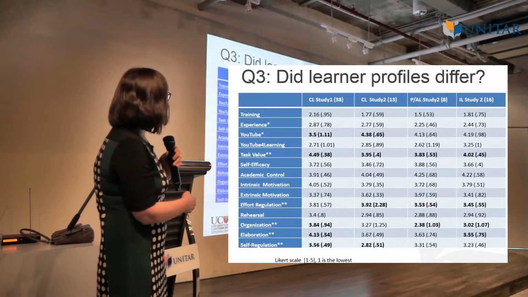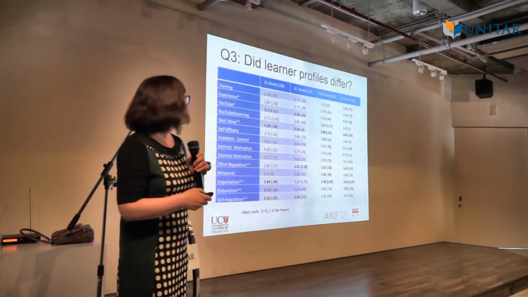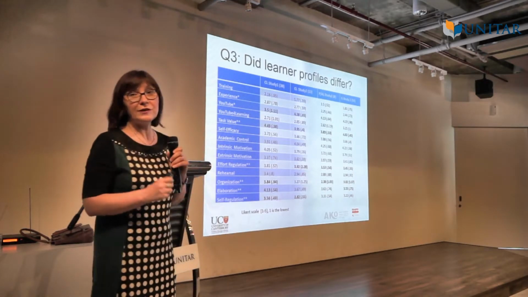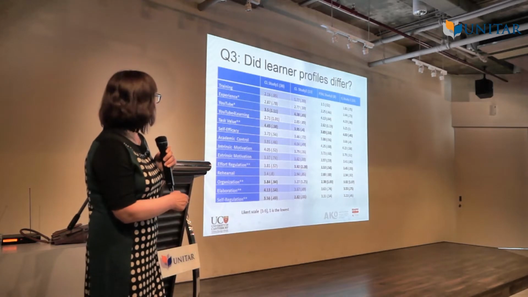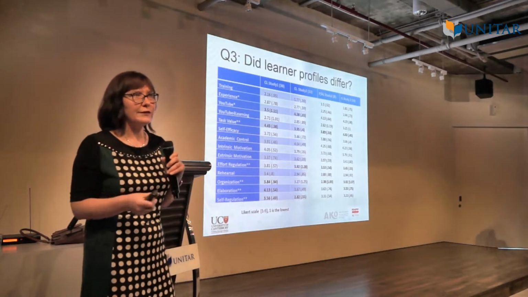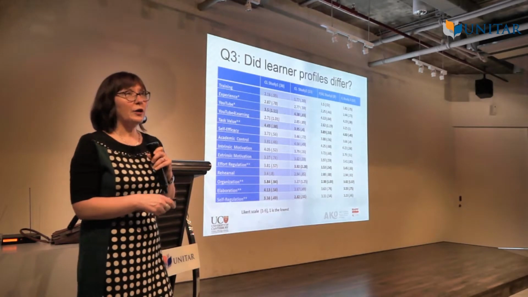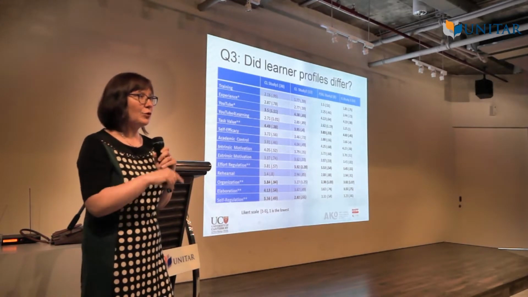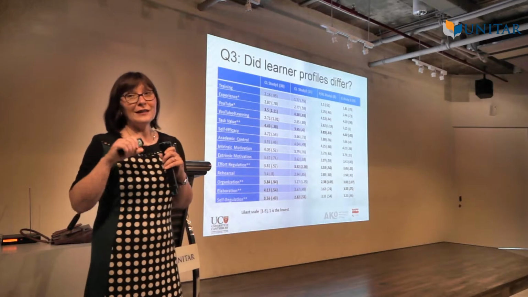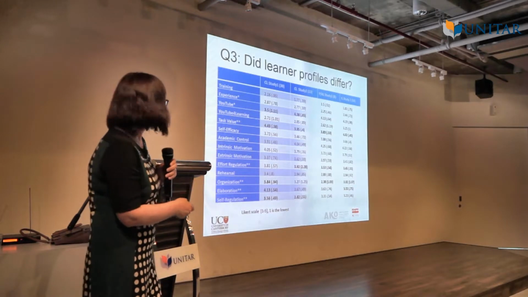So if you look at the first one, this was about how much training they have had, formal training, on presentation skills. And there was no difference between the various categories of learners. The second one is about how much experience they had. And the postgraduate students had more experience in comparison to undergraduate students, which is not surprising, right? Then another question is about how much they use YouTube. And we again found a significant difference between postgraduates and undergraduates, with postgraduates using YouTube significantly less than undergraduates. And that's just the different generations of students.